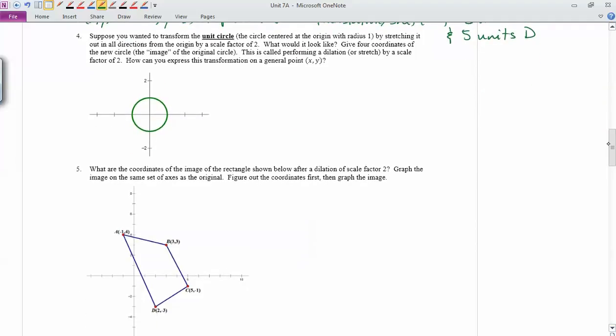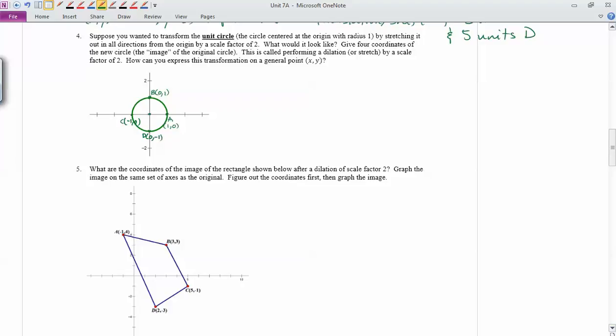So number 4, you want to change the unit circle. The unit circle, by the way, has points with radius 1. These are all 1 unit away from 0, 0. The center is 0, 0. So if I label this A is 1, 0, and then B here is 0, 1, C over here is negative 1, 0, and then D is 0, negative 1.